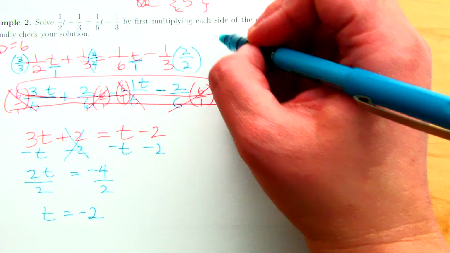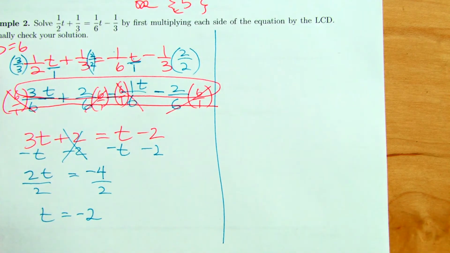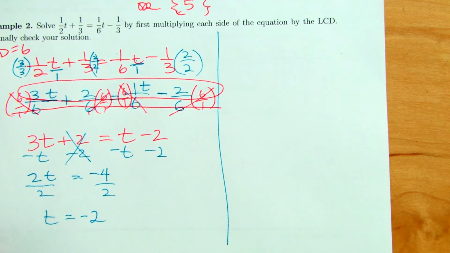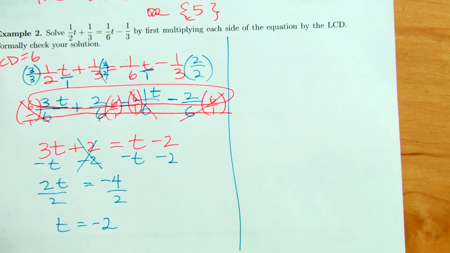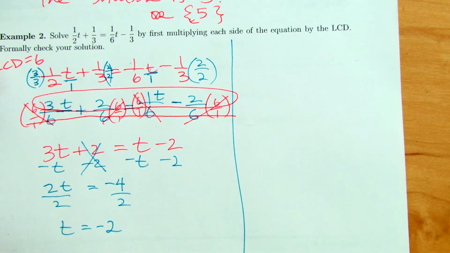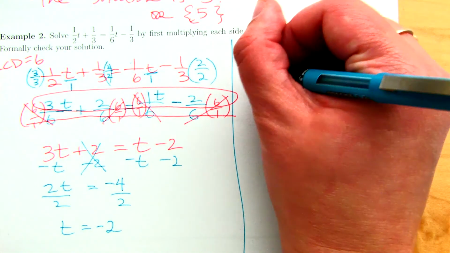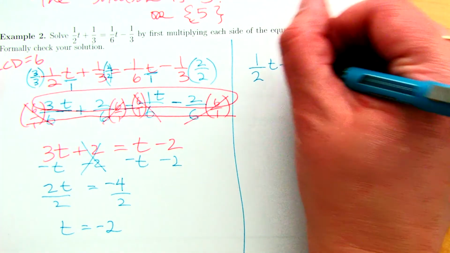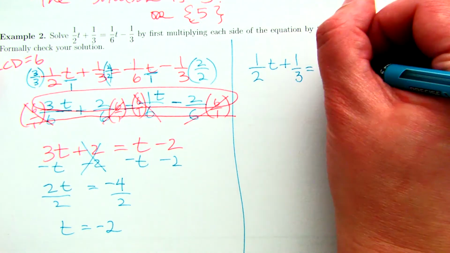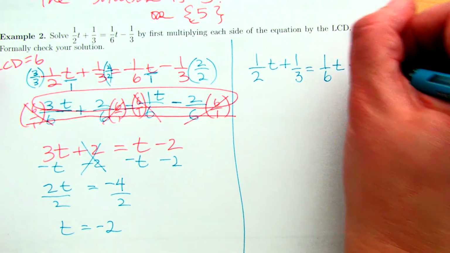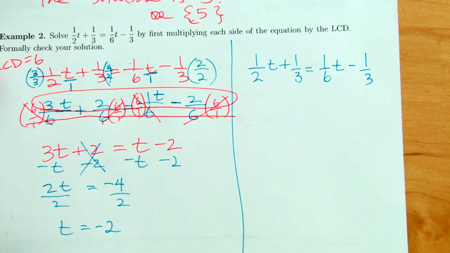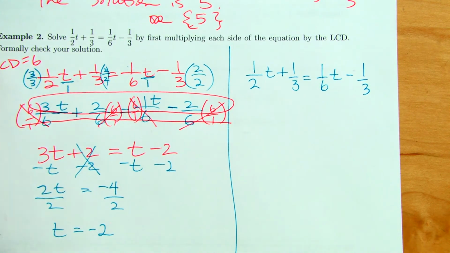Okay, I want to show you the other way to do it. Because this is going to work for many people, to just make them all have the same denominator. And remember, every single term has to have that denominator. But here's how it looks if you do it sort of like a little shortcut way. Plus 1/3 equals 1/6t minus 1/3. So what they're saying in the instructions above is multiply both sides by the lowest common denominator. And we said the lowest common denominator again was 6.